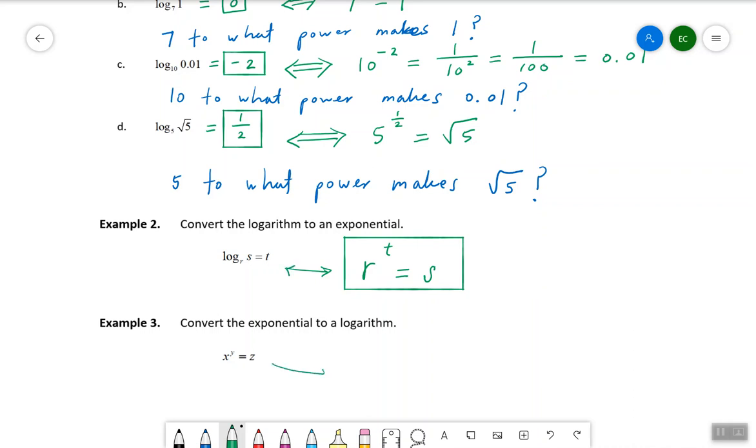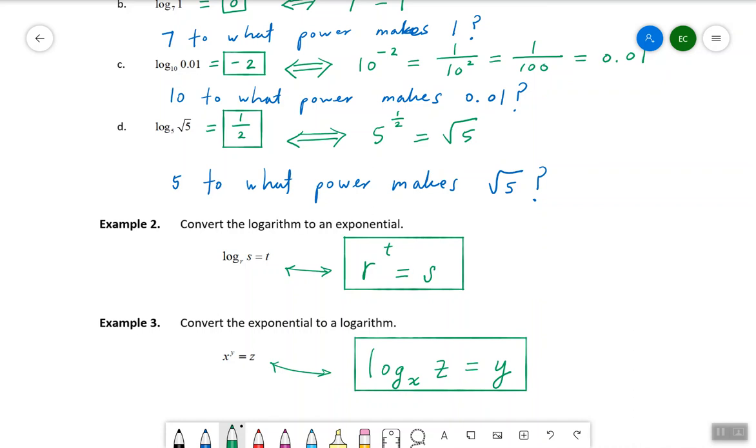And we can do this one more time, going back the other way. Here in the exponential, the base is x. So over here in the logarithm, the base is x. Y is the exponent. That's the answer to the logarithm. It goes over on the other side of the equal sign. And so we have log base x of z is equal to y.